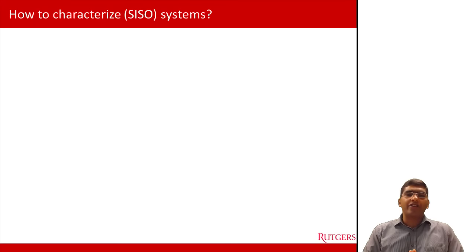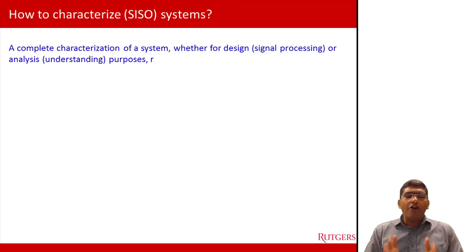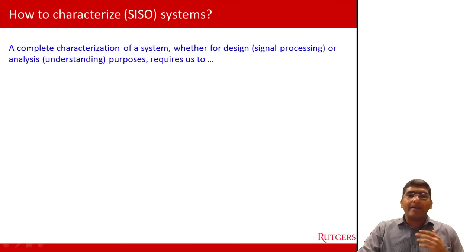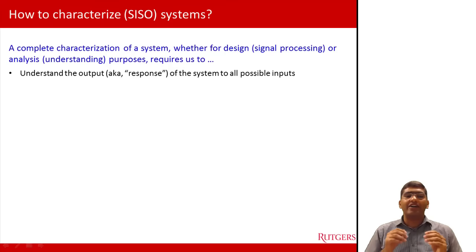Now, at the undergraduate level, the systems that are commonly studied in signal processing classes are SISO, single input, single output. That's what we will focus on from this point forward. So, how do you characterize a single input, single output system, whether it is for designing signal processing or for understanding purposes? For example, you're trying to understand the system that my brain represents. Well, a complete characterization of an arbitrary system requires you knowing the output, which is also known as the response of the system, to all possible inputs.